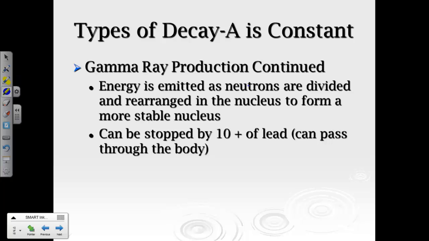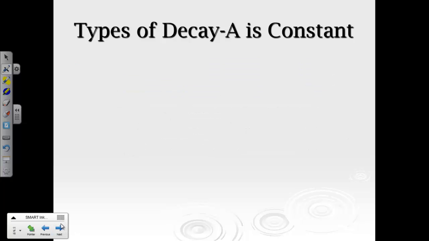So really, it's just allowing the atom to rearrange itself and reorganize itself, okay? And it can be stopped by about 10 plus, this should say millimeters, of lead, but it usually can pass through the body, and that's the reason that when you go to the dentist they put the lead apron on you, so that the x-rays only make it to your mouth where it is beneficial to take the picture, as opposed to passing through your body and doing some other damage. So those are gamma rays.